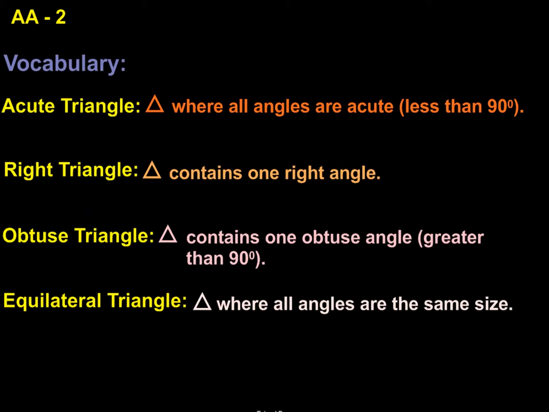We'll start by reviewing some vocabulary. An acute triangle is a triangle where all angles are acute, or less than 90 degrees. A right triangle is a triangle that contains one right angle. An obtuse triangle is a triangle that contains one obtuse angle, or an angle greater than 90 degrees. An equilateral triangle is a triangle where all angles are the same size.